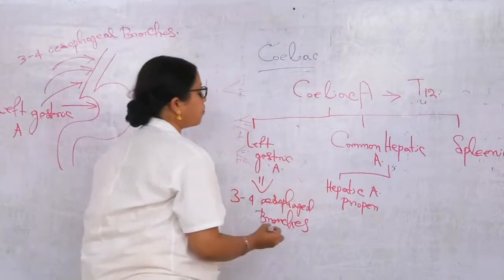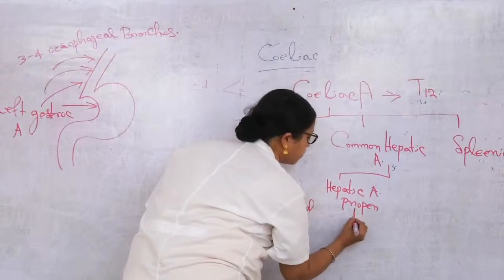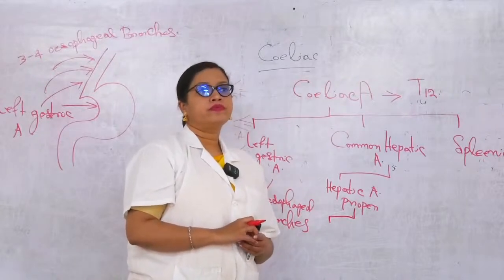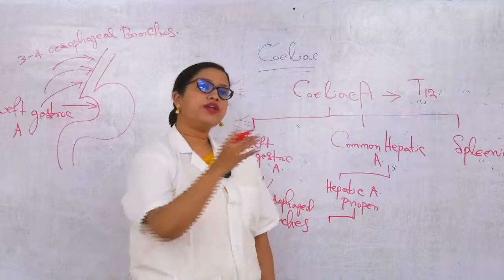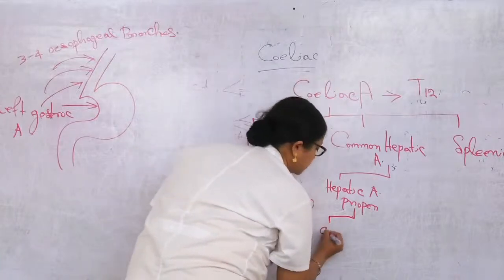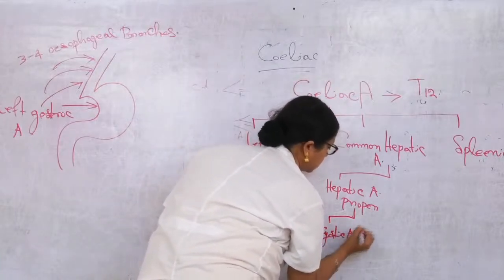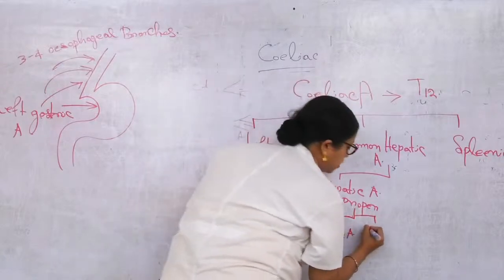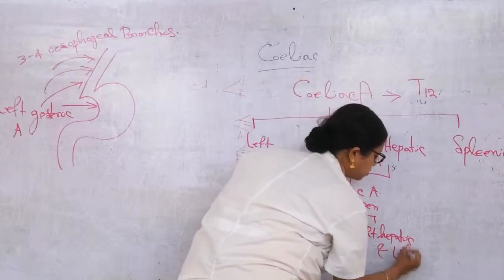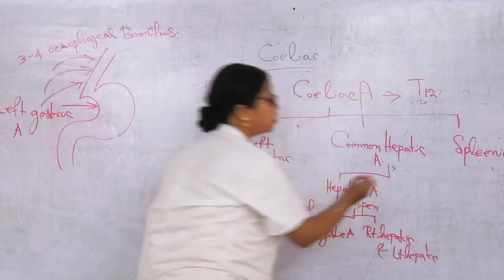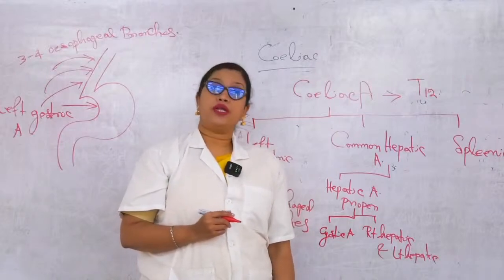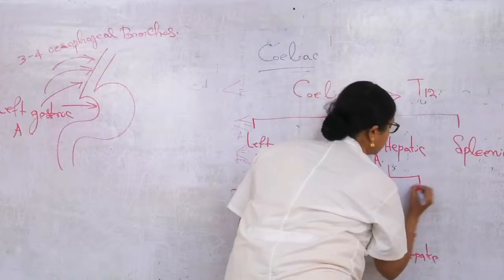Now this hepatic artery proper is further divided into, do you know? Right and left, and another one is the cystic artery. Before it reaches the liver, it gives a small branch to the gallbladder. Okay? So write first the cystic artery, then the second one is the right hepatic and the left hepatic. So what about the other branch? Another branch is the gastroduodenal artery.